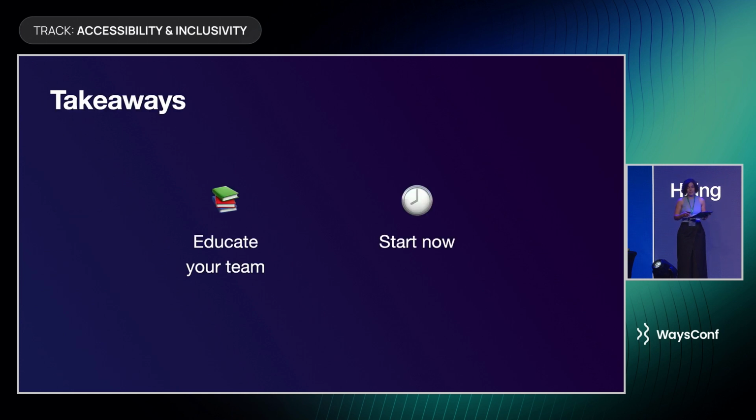And what does it lead to? Educate your team. Most probably, you cannot easily find a person on the market with appropriate accessibility knowledge. It's better to educate your team and start doing it now. Because now it's not late, not too early. We have some deadlines, and we need to achieve this accessibility for our product.